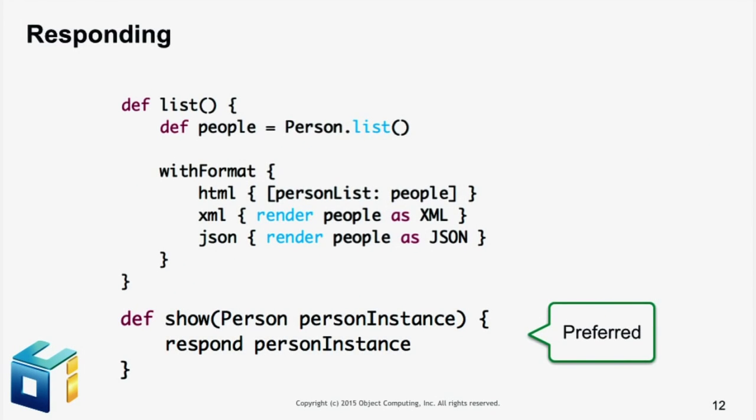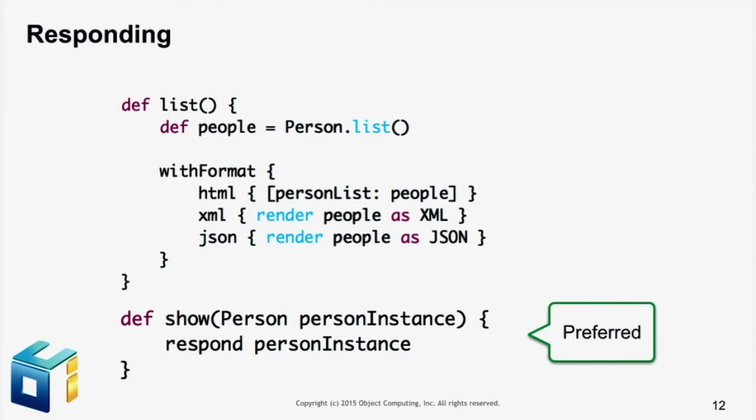So we're calling withFormat. We're saying we've got some data and we're ready to generate a response, and I want a different response for different kinds of accept headers. If the accept header is HTML, then I just want to return a map. When a controller action returns a map, the framework will render a view by convention, and the view's name will match the controller action name. In this case, the controller action is called list.